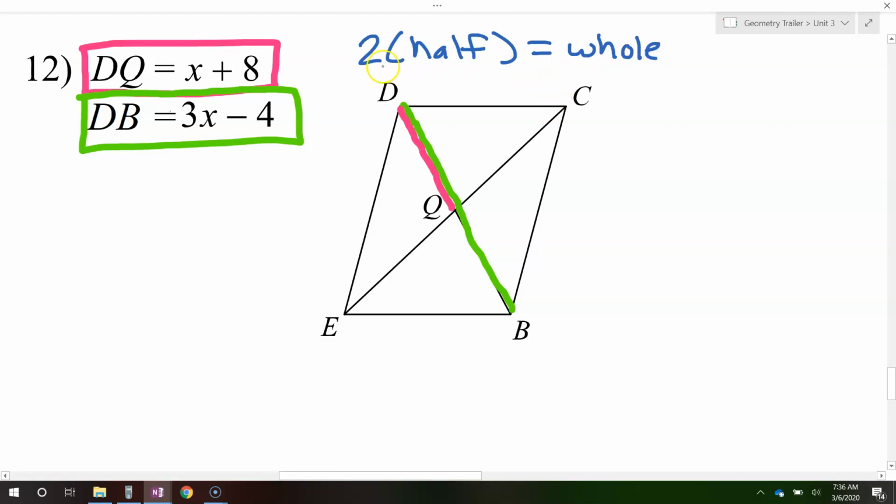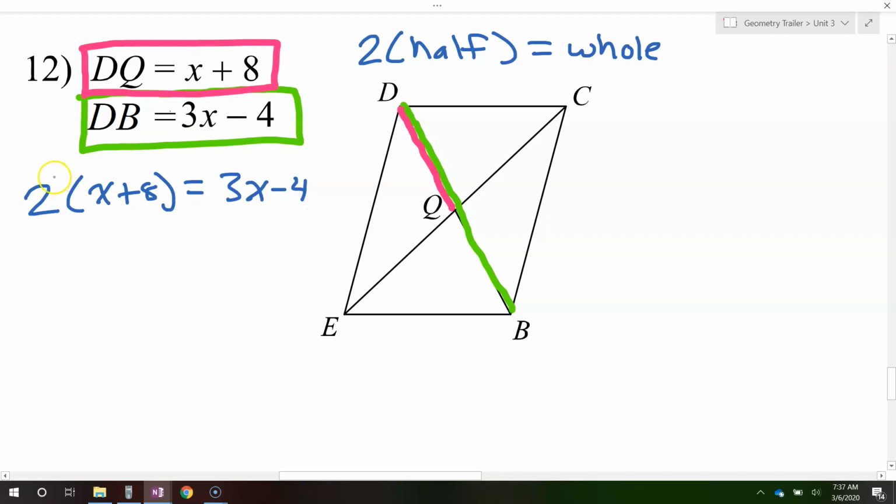All right, makes perfect sense. 2 halves should equal a whole. So just remember that the red is the half and the green is the whole. So if I do 2 halves equals a whole, that means I need to do 2 times the red, which is the x plus 8, and that should equal the whole, which is the green, which is 3x minus 4.